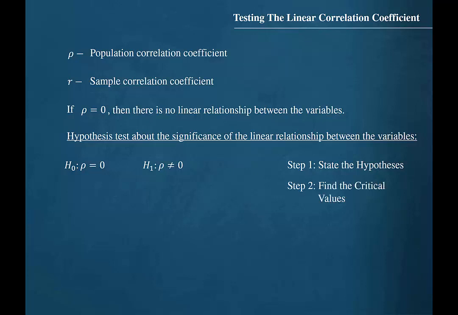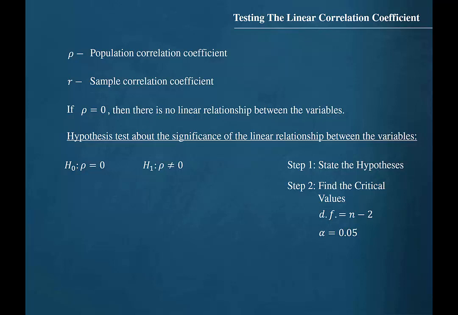Step 2 is to find the critical values. We can use a t-distribution table or technology such as the TI graphing calculator to find the critical values. The number of degrees of freedom for this hypothesis test will be the number of pairs of correlated data minus 2. In order to find the critical value, we will also need to know the level of significance.